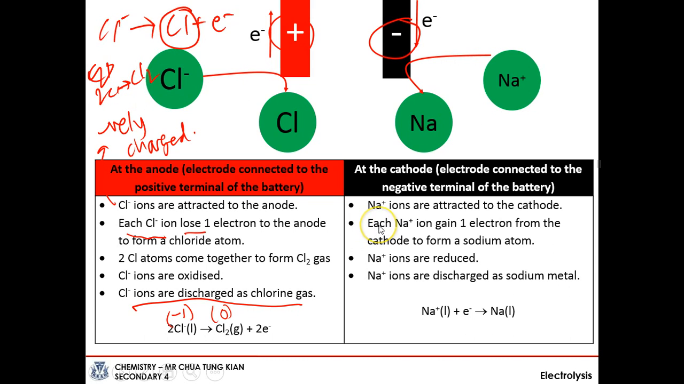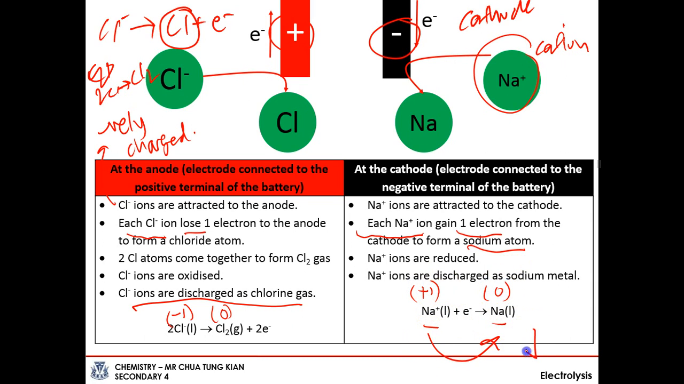Alright, let's move back to electrolysis. What happens at the negative electrode here? The negative electrode attracts the positively charged Na+. So this is also known as the cathode because it attracts the cation. So when the cation reaches the cathode, what happens? Each Na plus ion gains 1 electron. They gain 1 electron to form a sodium atom. So if you take a look here, Na plus to Na oxidation state is +1. End of the day is 0. So this is a reduction because it decreases.